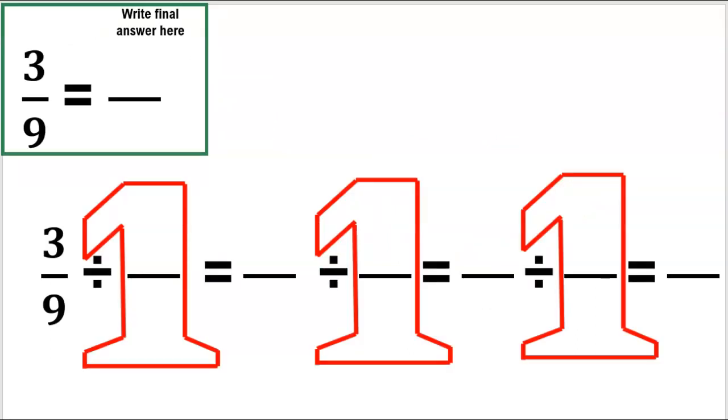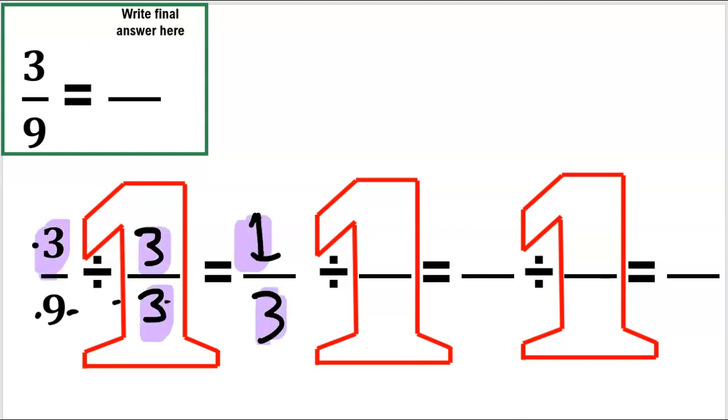Now, let's try this. 3/9. I'm going to demonstrate for you. How can we write our final answer here? 3/9 divided by what form of 1? Something that 3 and 9 have in common, a common factor. That's right. What's a common factor of 3 and 9? I know, 3/3, because 3 divided by 3 is 1, and 9 divided by 3 is 3. You can check that. 1 times 3 is 3, 3 times 3 is 9.